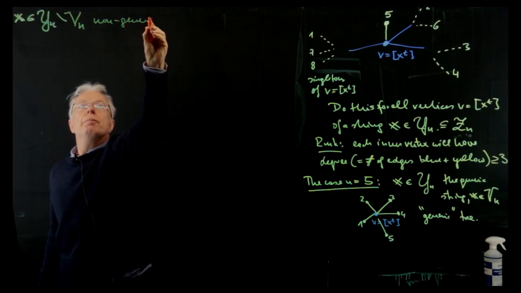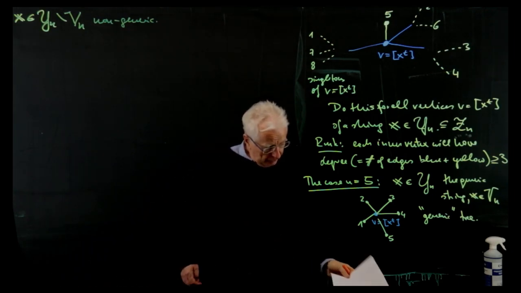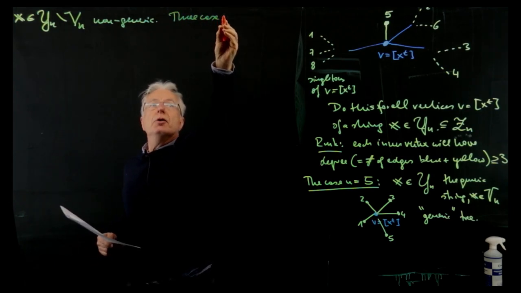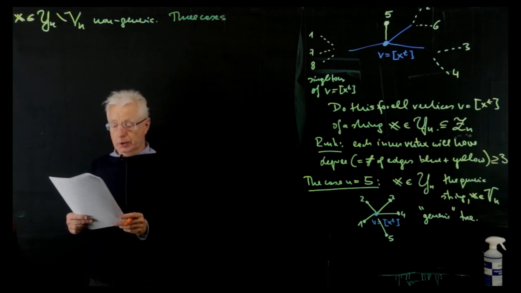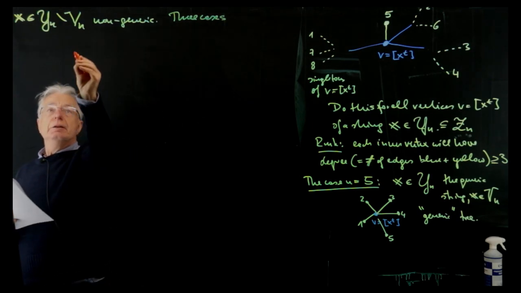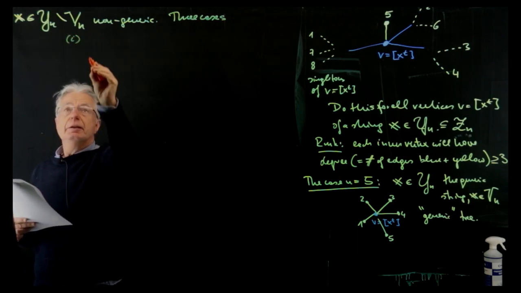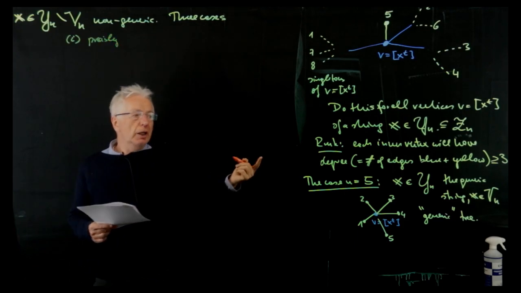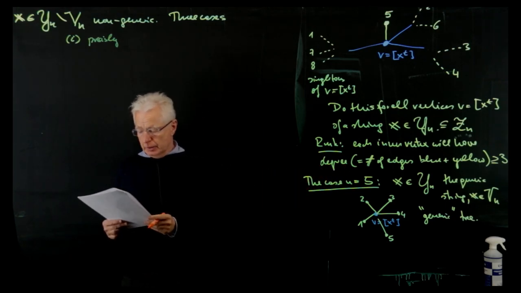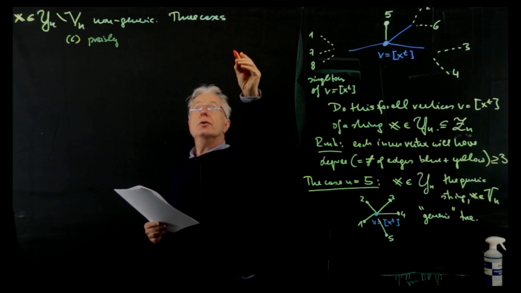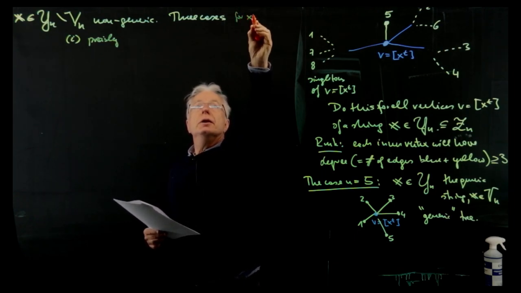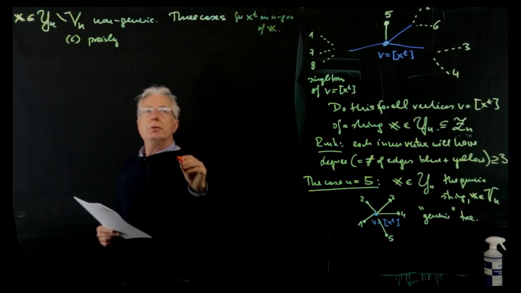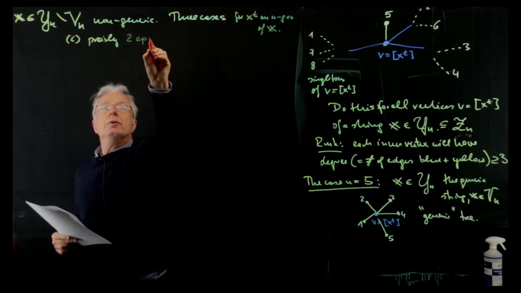So for the non-generic strings, x in Yn minus Vn, non-generic. So what can happen? We had three cases. There was a small error last time referring to these three cases, but I hope you could fix it yourself. So the first one would be precisely, so now we will have equal entries. So three cases for XT an n-gon of x: first, precisely two equal entries.